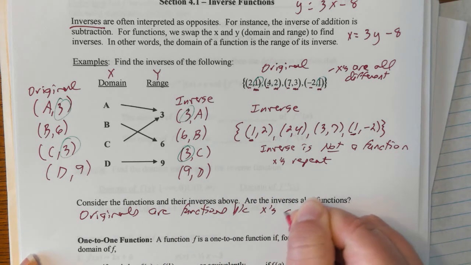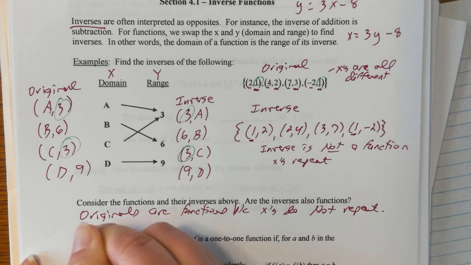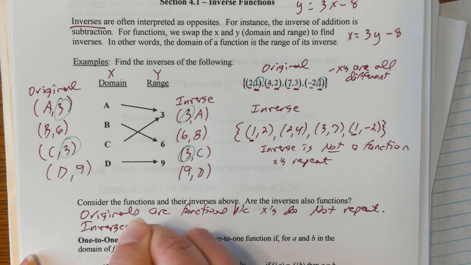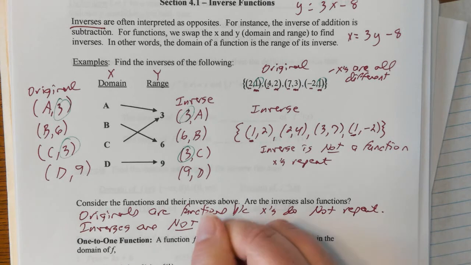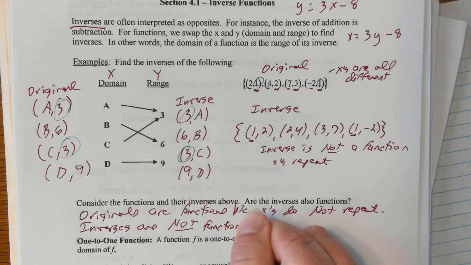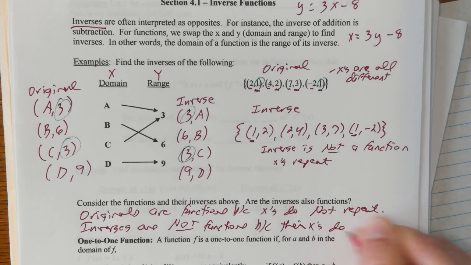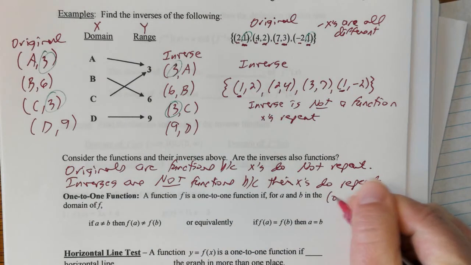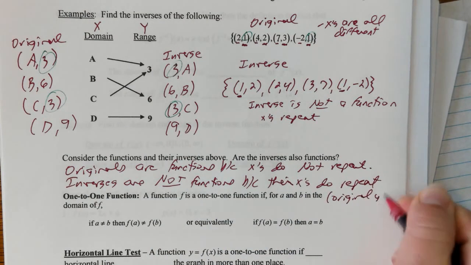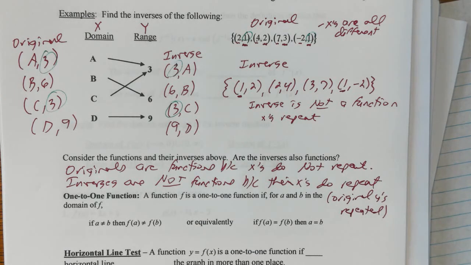because x's do not repeat, inverses are not functions. Because their x's do repeat. And we could make a note for ourselves that the original y's repeated. So we could use that as a little shortcut to make a prediction about inverses.